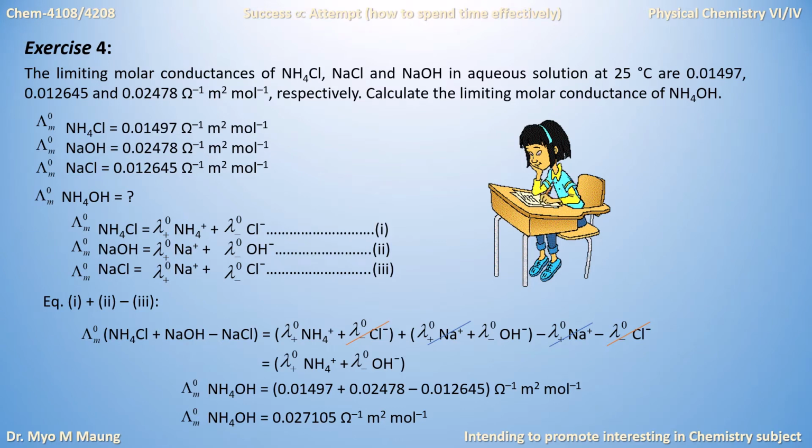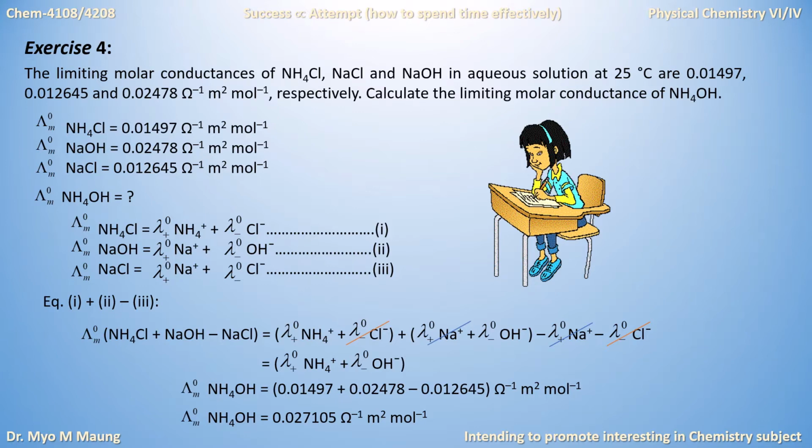The problem is that the limiting molar conductances of NH4Cl, NaCl, and NaOH in aqueous solution at 25 degrees Celsius are 0.01497, 0.012645, and 0.02478 per ohm, square meter, per mole, respectively. Calculate the limiting molar conductance of NH4OH.